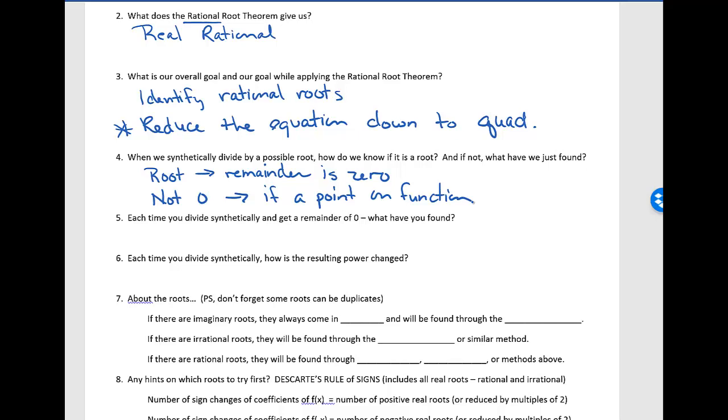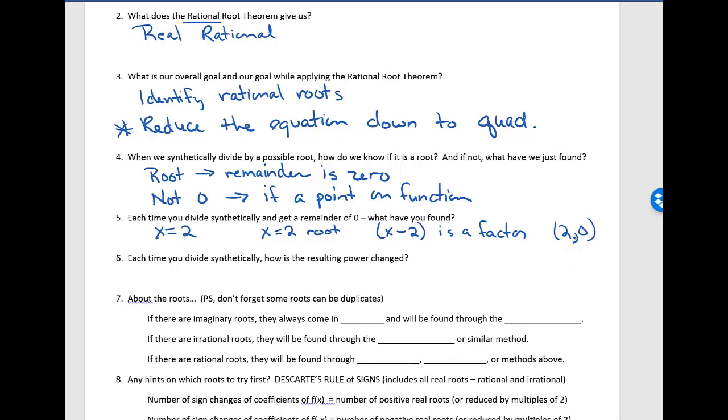Now, when you synthetically divide, you get the remainder of 0. We just said that's a root. It's also going to be a factor. So if, for example, we were to divide by x equals 2 and we get a remainder of 0, then we know that x equals 2 is a root, and we know that x minus 2 is a factor. And it's important to realize it tells you both of those. And so it also tells us that (2, 0) is a point on the graph or on the function.